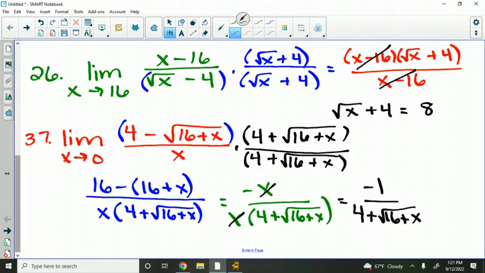After you cancel, the next thing we do is direct substitution. So now we're going to plug a 0 in for x. And that'll be negative 1/8. And there's our limit. So now we know it all. We just have to practice.